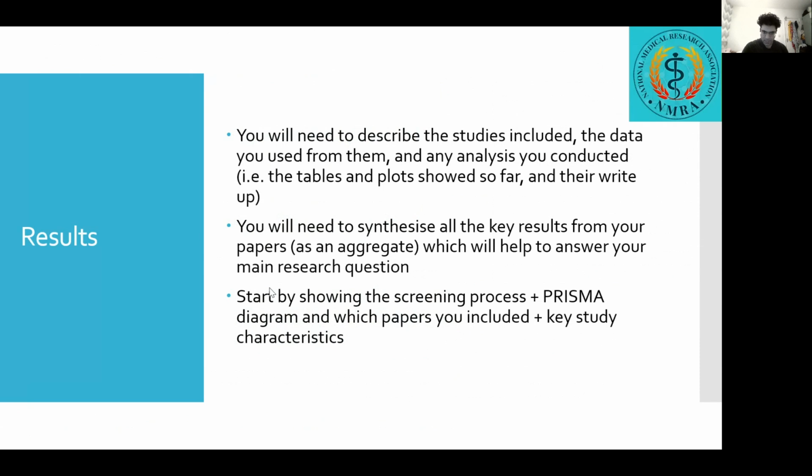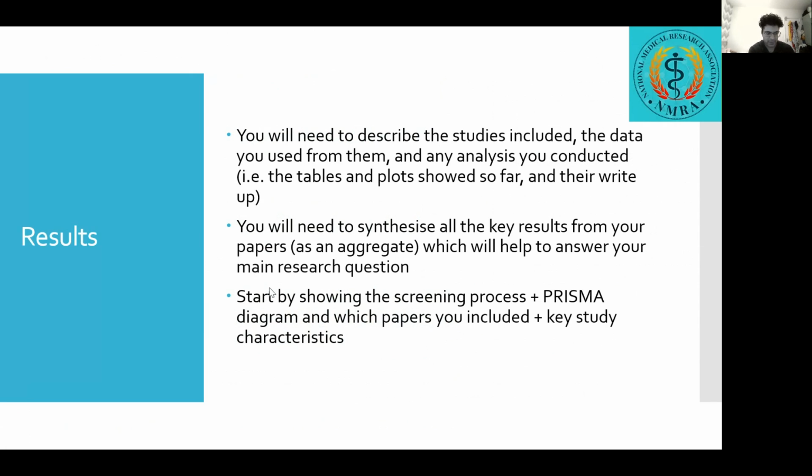Results. I'm not going to go again to the meta-analysis side, but we will just stick with the basics. Essentially, we're going to describe everything we said that we would describe within the method section. Initially, we're going to talk through the screening process and what papers we included, where they came from. We're going to talk about the studies particularly.